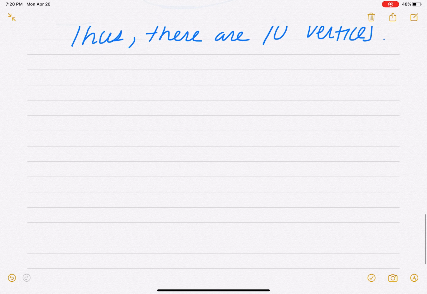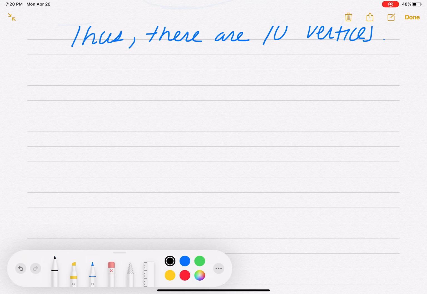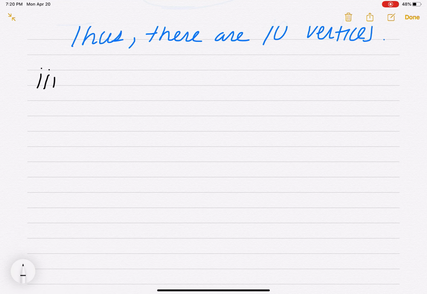All right, this is going to be the last situation like that where we use the handshake theorem directly. Handshake theorem, number 3. This is a little tougher.